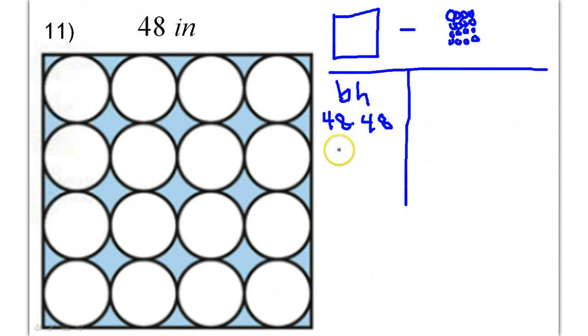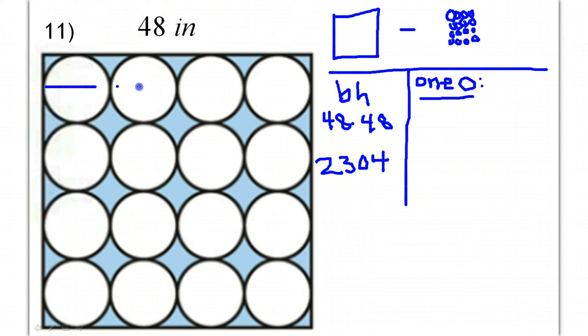What is that? 2,304. Now, for the little circles, we need to start with one circle. We need to know the radius. So, David, we have 48. So that's 1, 2, 3, 4 of those. How much are these diameters going to be?